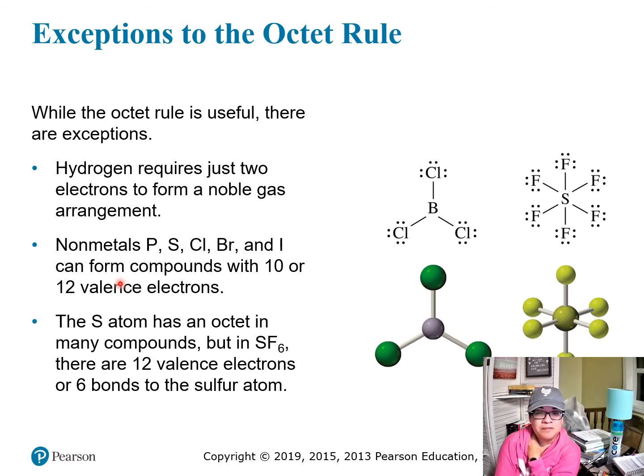And then these nonmetals often have weird numbers, and they don't obey the octet rule. So phosphorus, sulfur, chlorine, bromine, and iodine, they can form extended octets, and then sulfur is another one. SF6 can form 12. And boron can do fewer than 8 electrons.